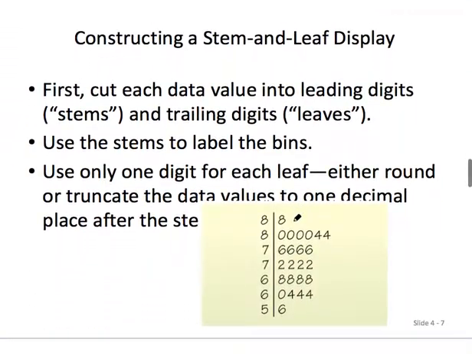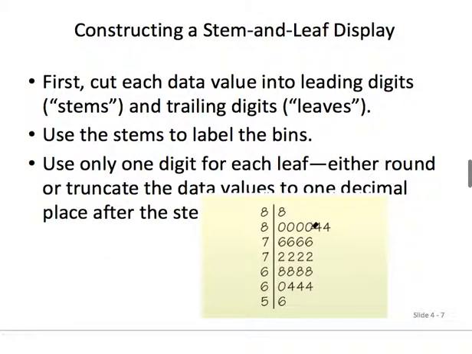Okay. So now here's going to give you extra information on how to construct it. Cut each data value into leading digits with the stems and the leaves. The stems are going to be your label for the bins. You only have 1 digit for each leaf. Okay, so we're not going to have 0.8573. You're going to have this so that there's only 1 digit on the right-hand side.